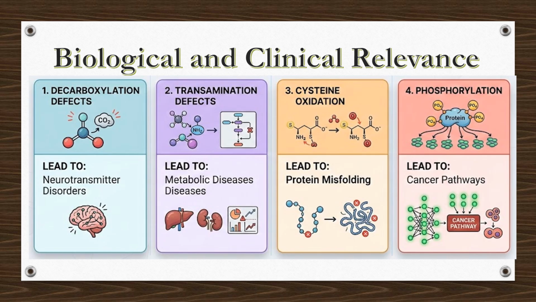Transamination defects. Transamination reactions transfer amino groups, linking amino acid metabolism to energy pathways. Defects in this reaction can disrupt nitrogen disposal and energy balance.